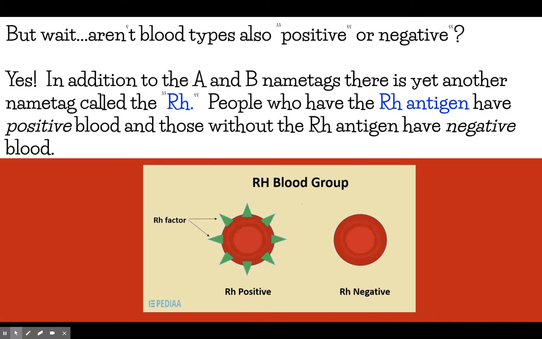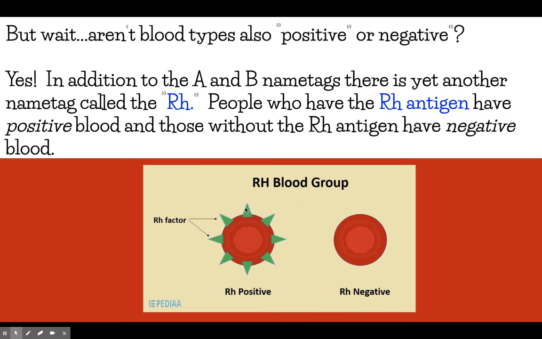All right, so wait a second. Aren't their blood types also positive and negative? It gets a little more complicated, yes. So in addition to A and B name tags, there's yet another name tag called RH. People who have the RH antigen have positive blood. Those who do not have the RH name tag have negative blood.